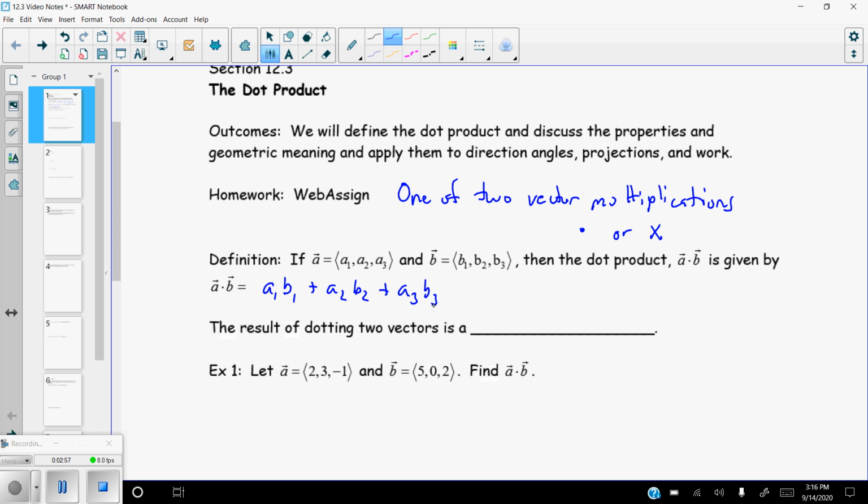Considering that all these components are going to be numerical, if I take two numbers and multiply them, two more, multiply them, two more, multiply them, and add them all up, we get a scalar. We just get a number out of this. So the fact that the dot product gives you a scalar is very important to know. Let's go ahead and try one. Again, this is very simple to do.